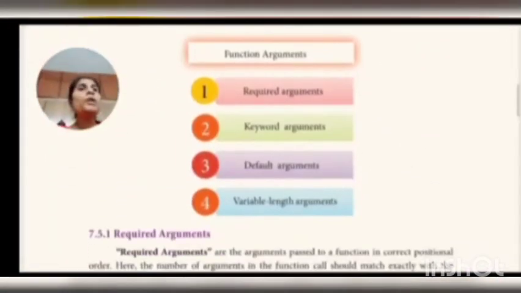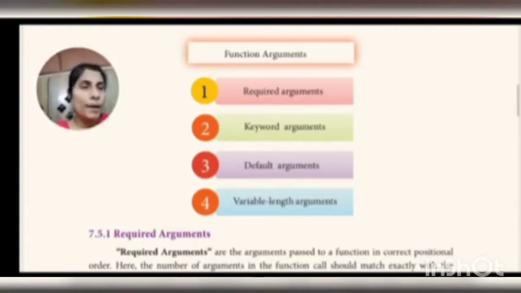There are 4 types of function arguments. They are required arguments, keyword arguments, default arguments, and variable length arguments. Required arguments are the normal, common type of arguments. That is, if 3 parameters are there in the function definition, then the calling function will supply 3 arguments. That is, the parameter list will match the argument list. So this is the normal type.